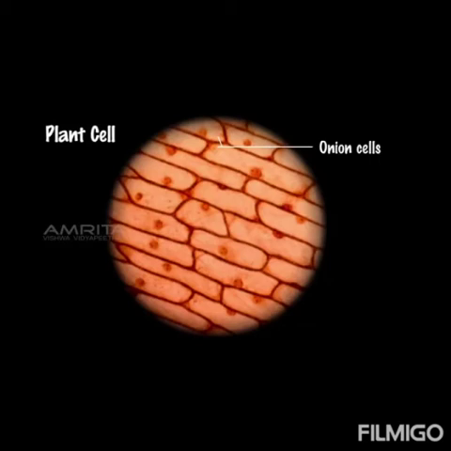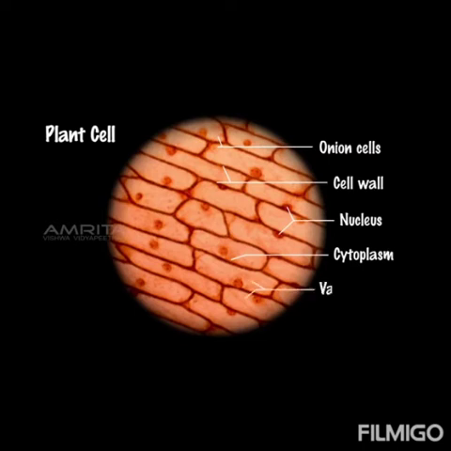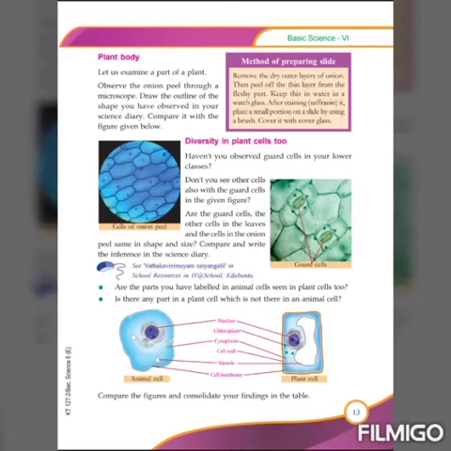Observation. A large number of regularly shaped cells are lying side by side. Each cell has a distinct cell wall. A distinct nucleus is present on the periphery of each cell. Lightly stained cytoplasm is observed in each cell. A large vacuole is present in the center of each cell, surrounded by the cytoplasm. Now we have seen the cells of onion peel.